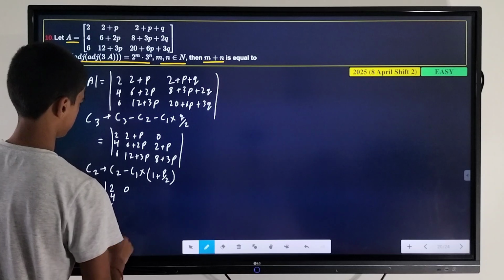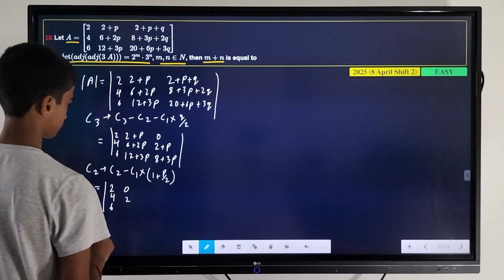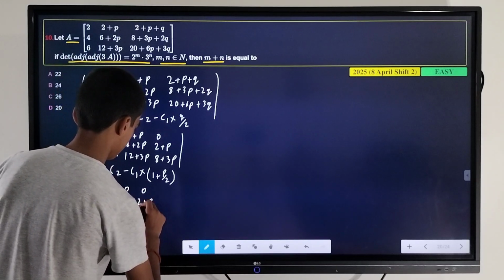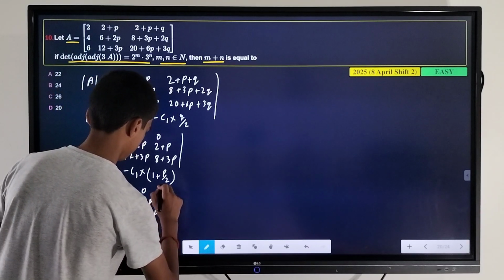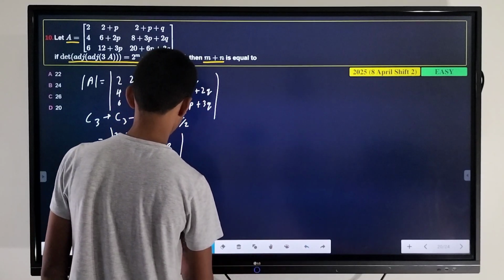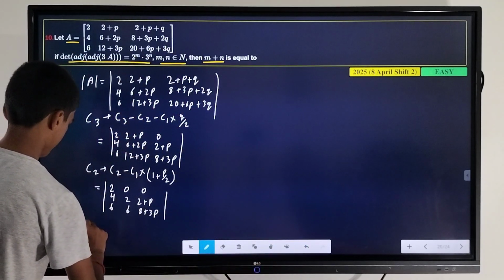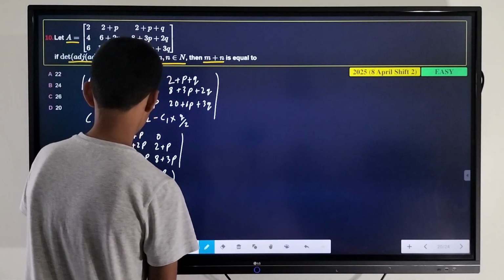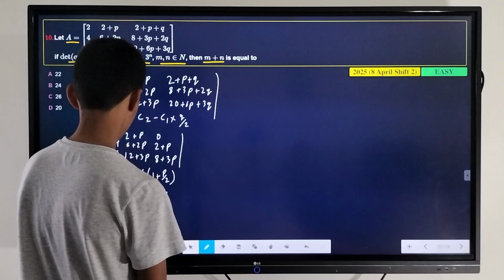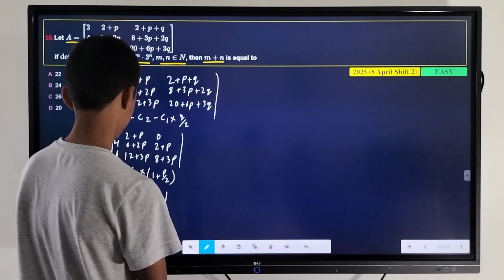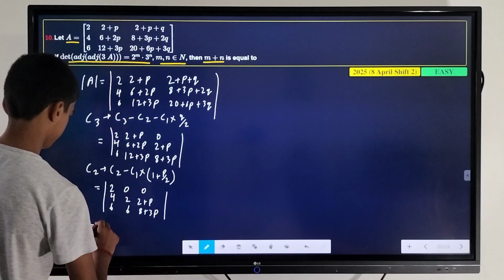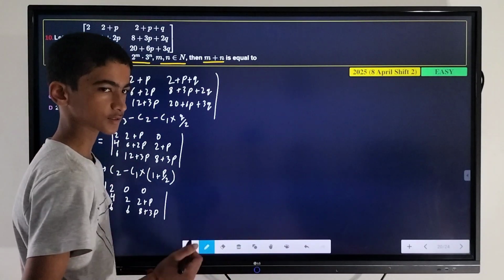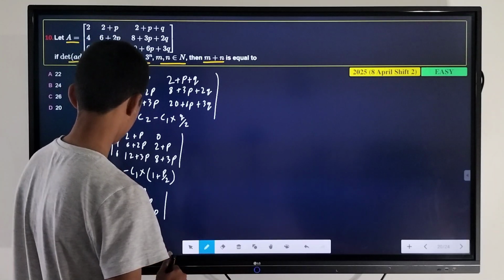0, 2, 6, 0, 2 plus P, 8 plus 3P. So from here determinant of A is equal to 2 into 16 minus 12, 2 into 4, 8. So our determinant of A is equal to 8.